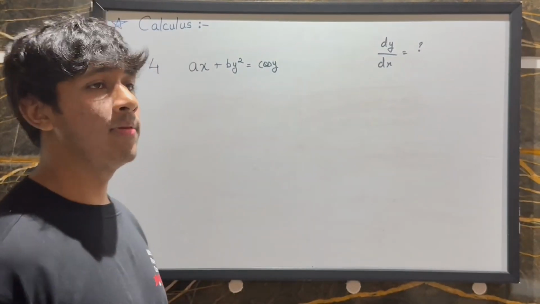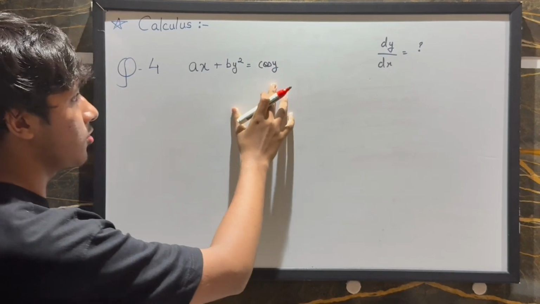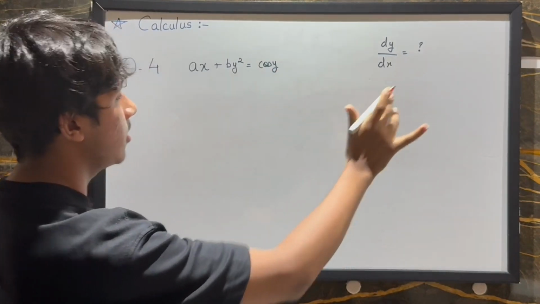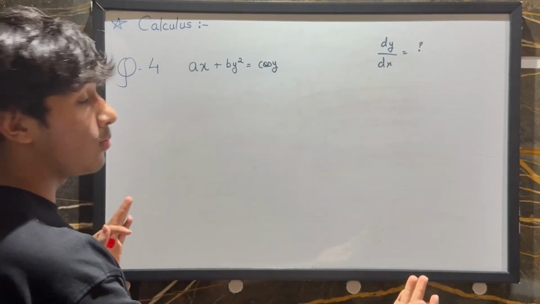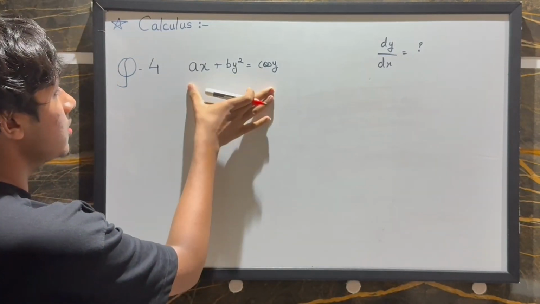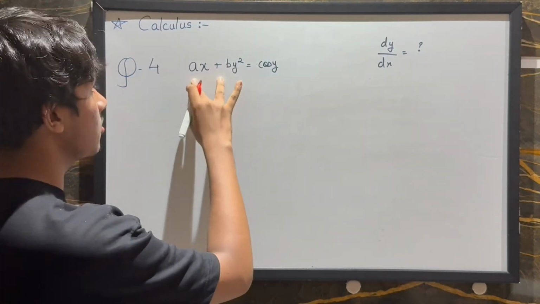So in this question, we have been asked to differentiate this function, which is ax plus by squared is equal to cos y. We have to find dy by dx. So we will use the method which we have used in the previous video, but I'm not going to do both the methods. So in this case, let's differentiate both sides. So a and b are constants in this video.